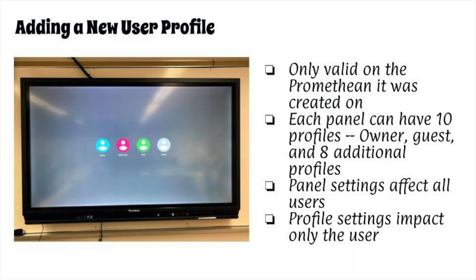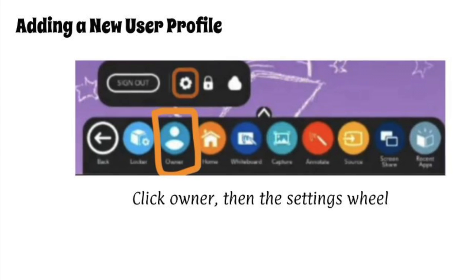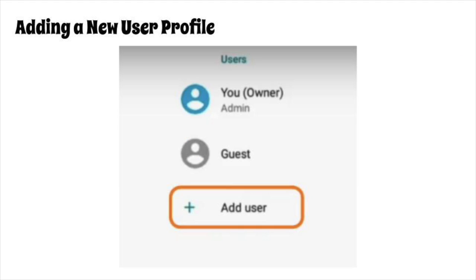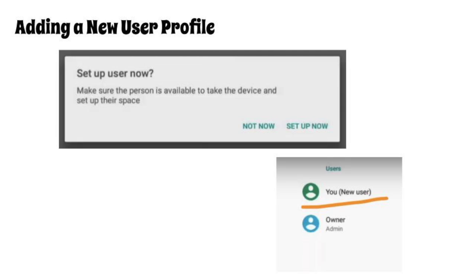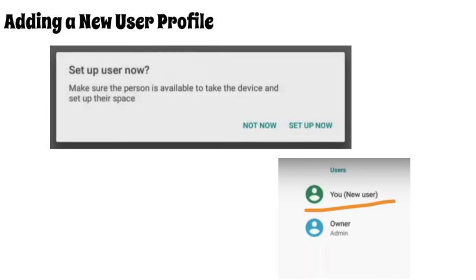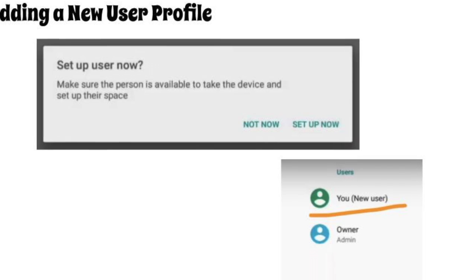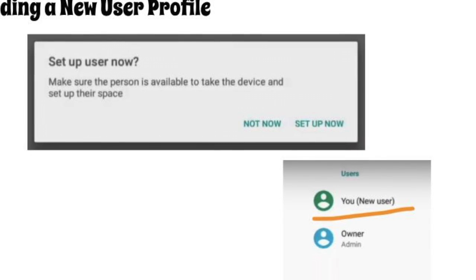To get things started, click Owner, then the Settings wheel, then Add User. From here, you're going to click You, parentheses, New User, and then Set Up Now.